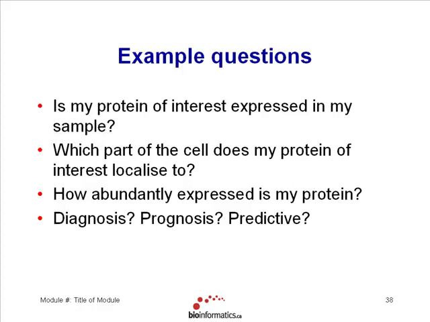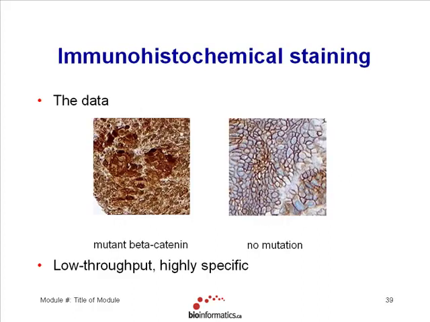So some example questions. Is my protein of interest expressed in my sample? Which part of the cell does my protein of interest actually localize to? Is it to the membrane? Is it to the nucleus? How abundantly is my protein expressed? And then immunohistochemistry, and again, probably others in the room can comment on this a bit more than I can, can be used in diagnosis, so we can get a better feel for subtypes of cancer, prognosis, and it can actually be predictive as well.